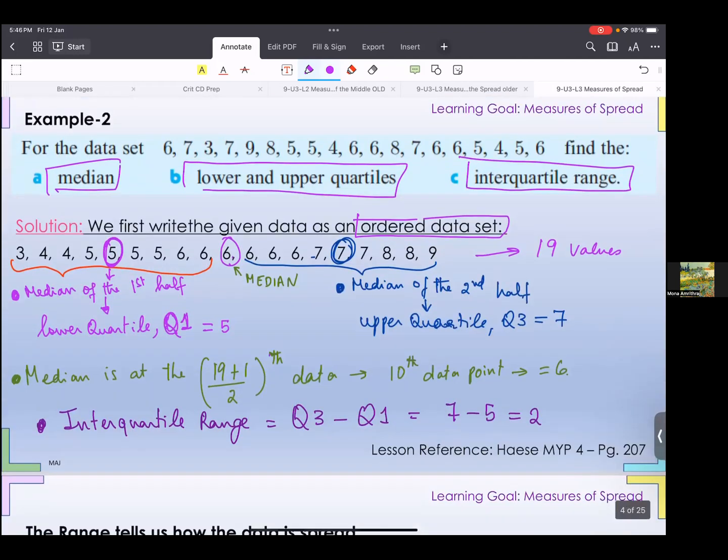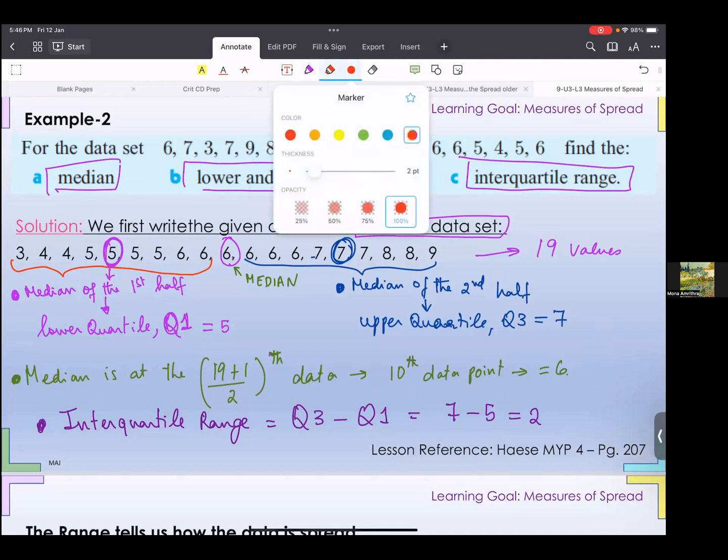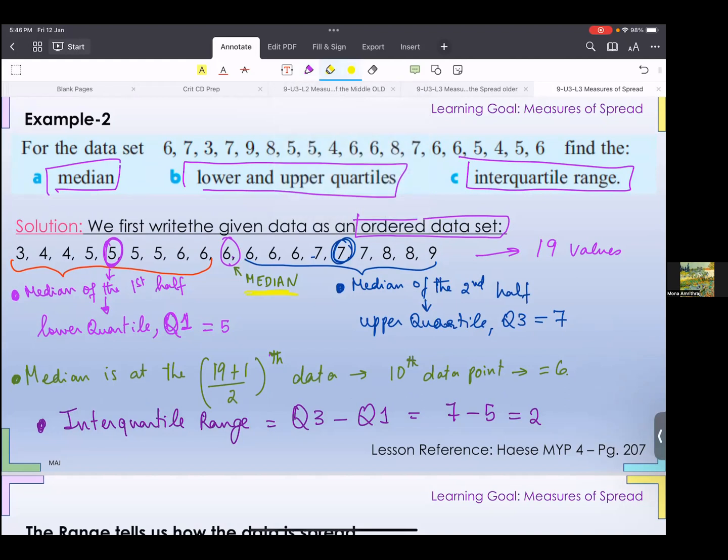We did this in class, so I've written it all out over here. To find the median, okay, so now we are looking at the green part, right? To find the median, we have to look at how many data values there are. There are 19 values, okay? So from 19 values, we're going to do 19 plus 1 divided by 2. That's how we get the median. 19 plus 1 divided by 2 is the 10th data point. Okay, so if you count here and go 1, 2, 3, 4, 5, 6, 7, 8, 9, 10, that's where you get the median.